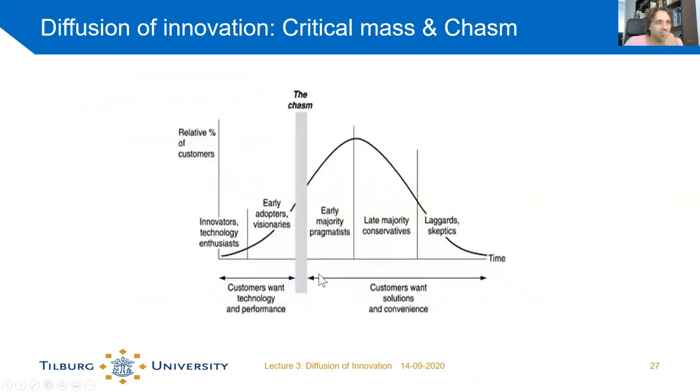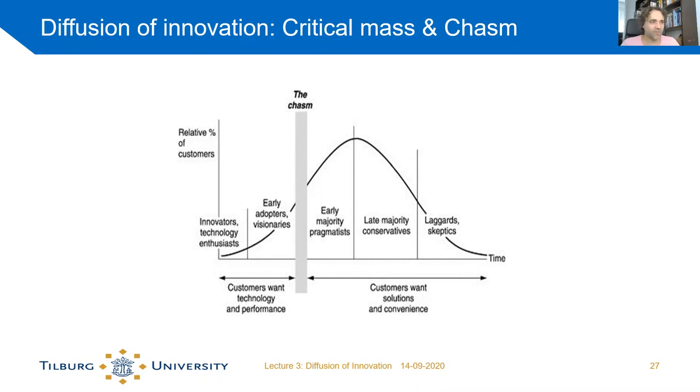So they say there is a kind of a chasm between the early adopters and the early majority. Once you have reached the early majority stage, you have reached a critical mass, and then you can be relatively sure that your innovation will be adopted further. But there is a chasm to bridge between the early adopters and the early majority.